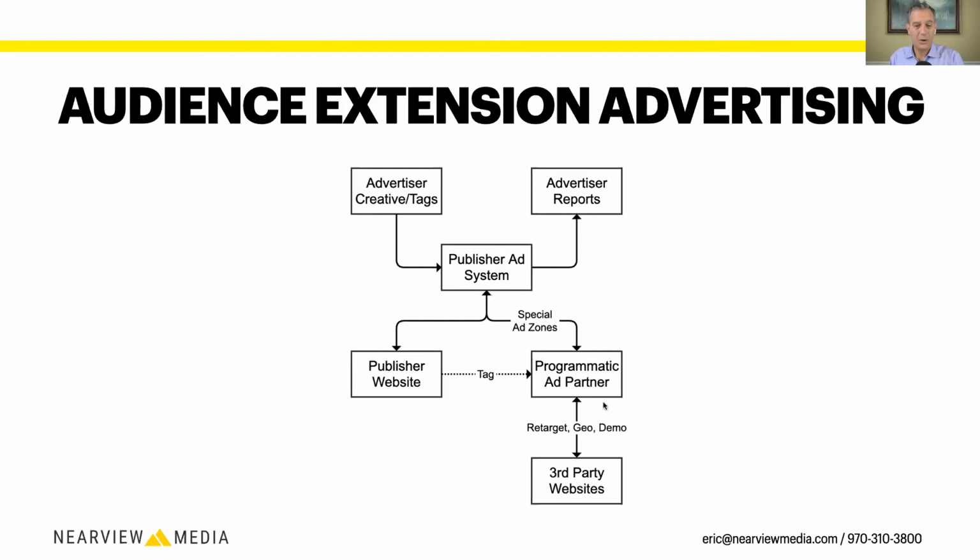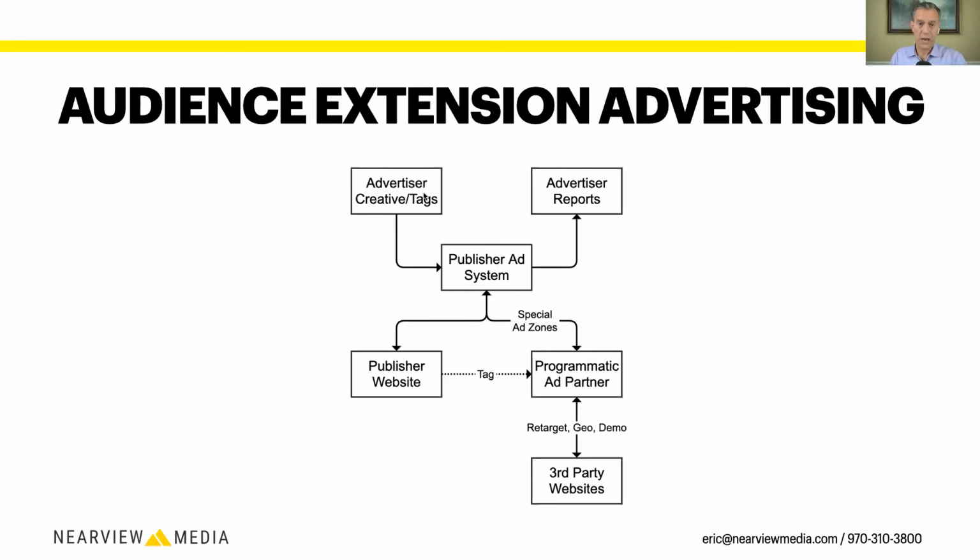So literally, when someone visits this third-party website, an ad comes up, it's going to the programmatic ad partner. The programmatic ad partner says, okay, I'm going to serve up this ad code from this publisher. And the publisher ad system delivers that back to here. So what's the beauty about all this is now your advertiser can advertise on your website or programmatically to your audience as they're visiting other websites, and they do it all through your own ad system.